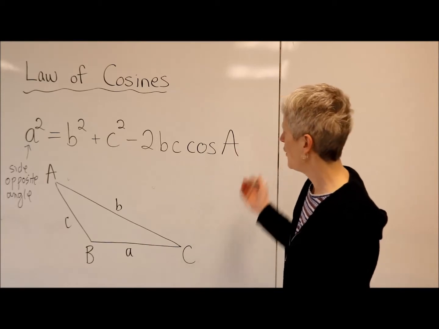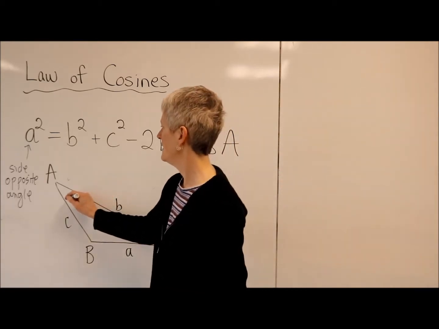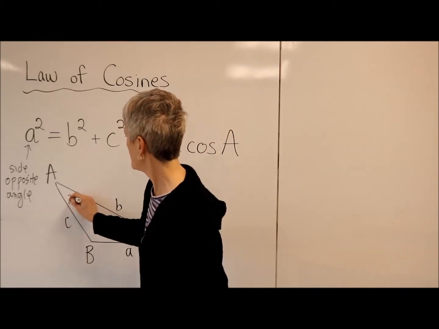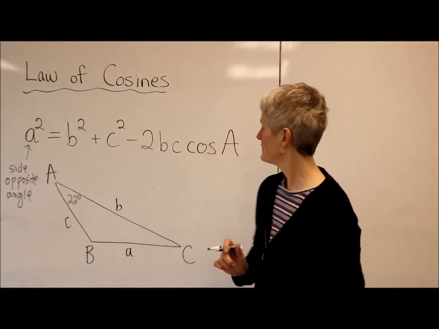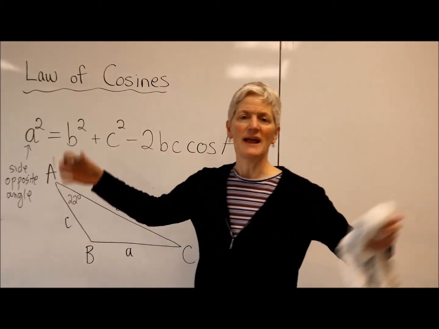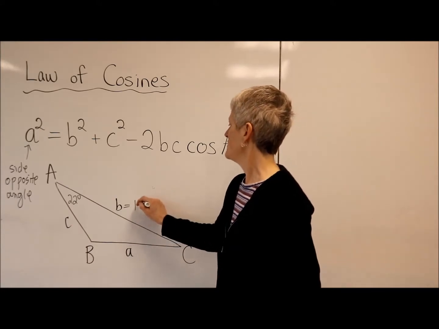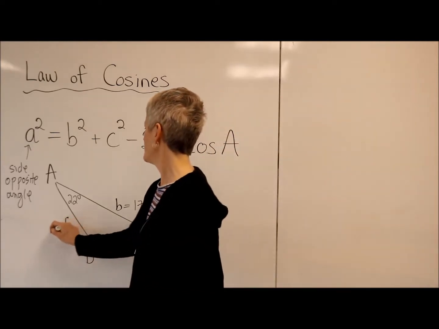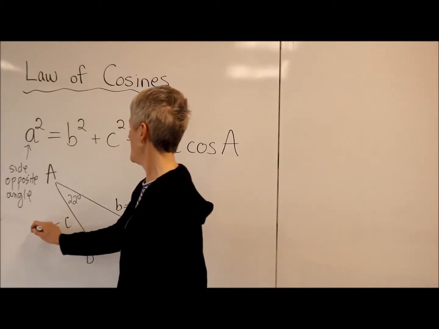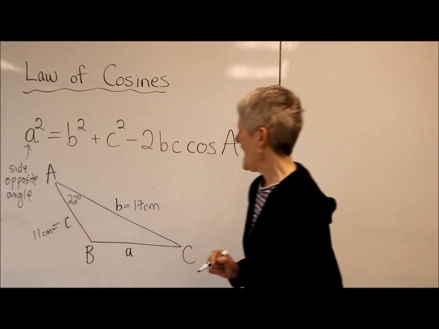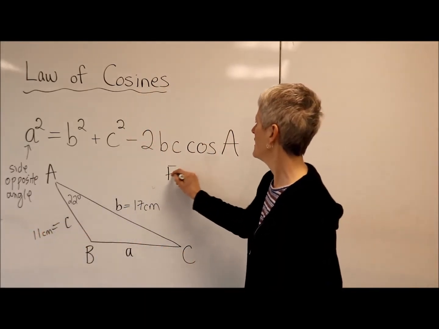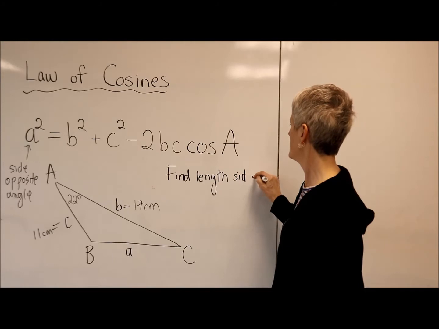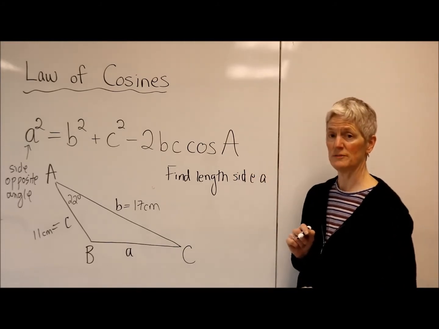All right, we'll start with angle A. I don't know, that's looking smaller than 30 degrees. Let's call that 22 degrees. And let's say that side B, I'm just making this up, is 17 centimeters. Clearly, that's longer than 17 centimeters. But anyway, let's say side C is 11 centimeters. All right? And let's find the length of side A. That's our mission.